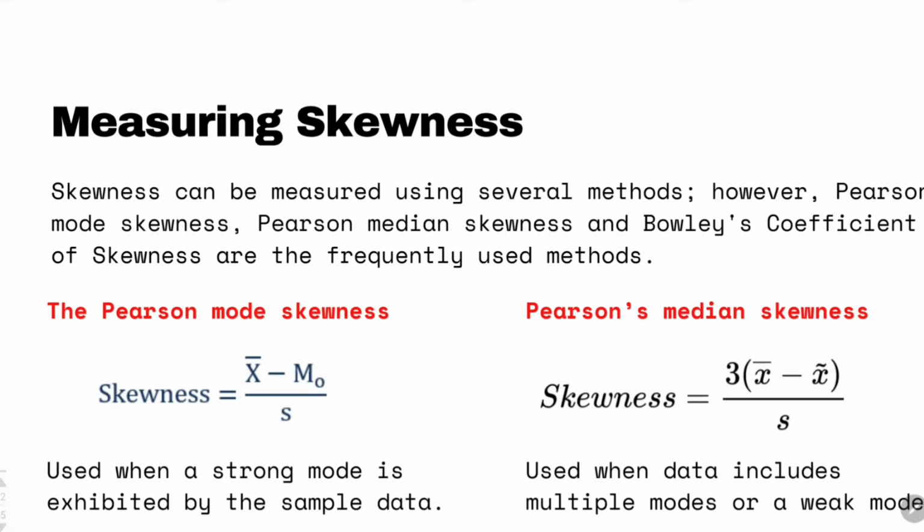Now, to measure skewness, we generally make use of Bowley's coefficient method, Pearson's median skewness, or Pearson's mode skewness. We use Pearson's mode skewness when the sample data exhibits a very strong mode. And we use median skewness especially in cases of bimodal or multimodal data sets, or when the mode is a very weak mode.